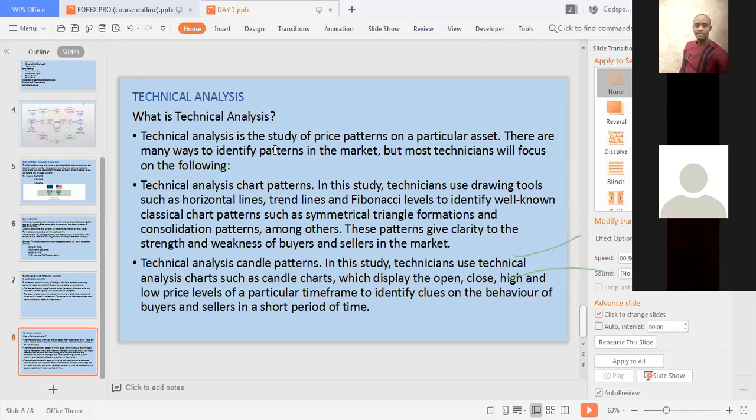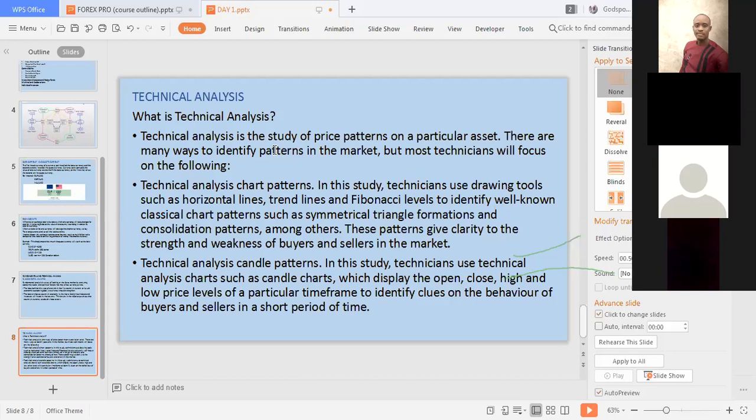Euro GBP consolidated seriously. If you are here, say, Mr. Gospel, you are lying. Euro GBP consolidated seriously. But guess what? Despite the consolidation, you can still make your money from that consolidation. Are you with me?